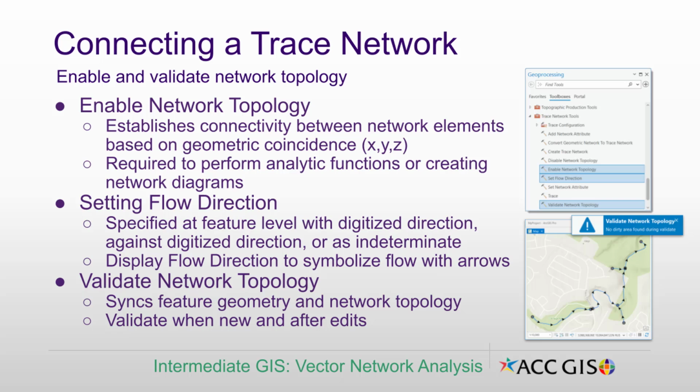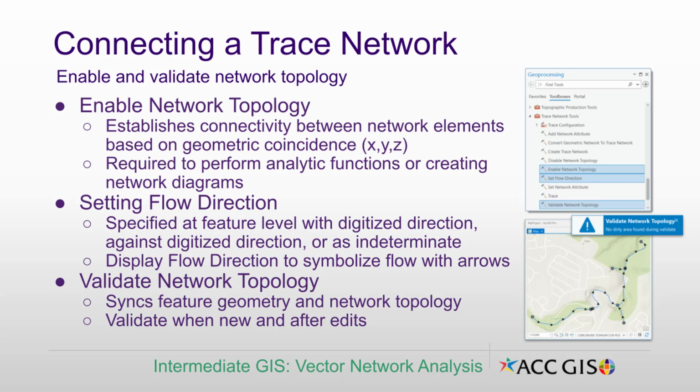We also set the flow direction, and this is specified at the feature level with digitized direction, against digitized direction, or as indeterminate, which means it doesn't know which way the flow is going. And then we can display flow direction to symbolize flow with arrows. Last, we need to validate the network topology, which syncs the feature geometry and the network topology. We need to validate when we first create the topology, but also anytime we edit the underlying feature geometry.